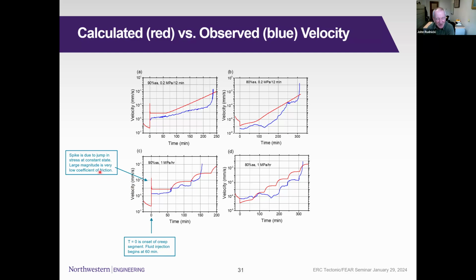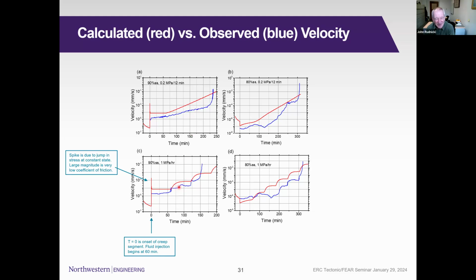It seems to be due to the very low coefficient of friction, which I also forgot to mention. It's 0.28 as opposed to the carbonate gouge, which is about 0.55. It doesn't appear in the 80% level. So the trend is roughly the same.